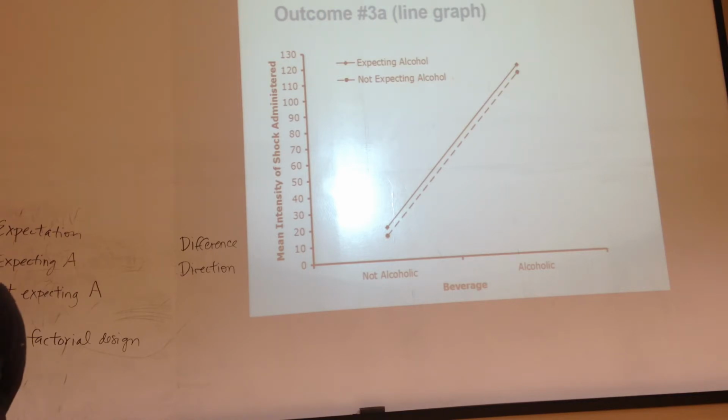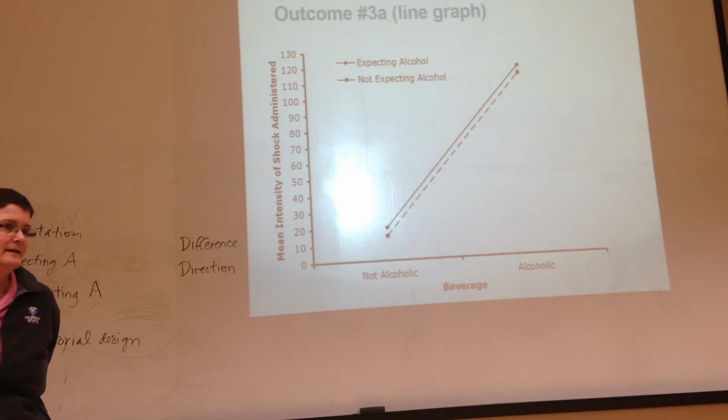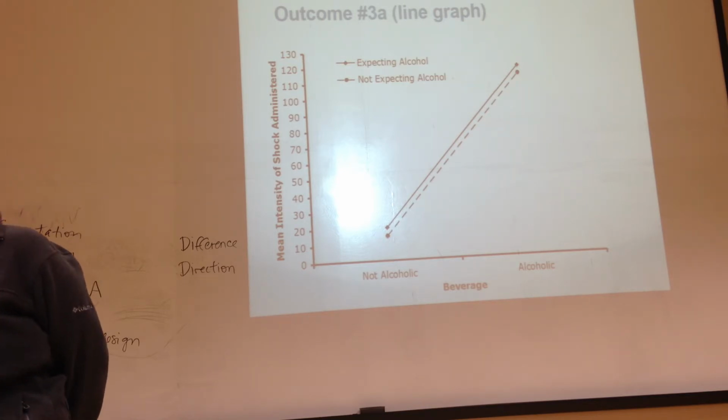Because the lines are close to each other. The lines are very close to each other. So they're clearly numerically different, but whether that difference is big enough to be significant seems unlikely, right? They're still pretty close to each other. This looks a lot more like Dr.